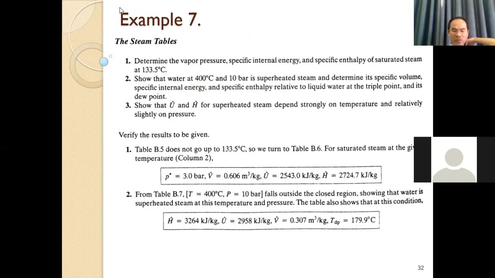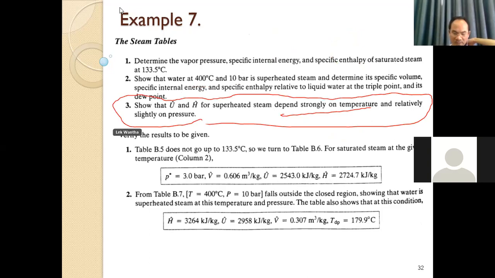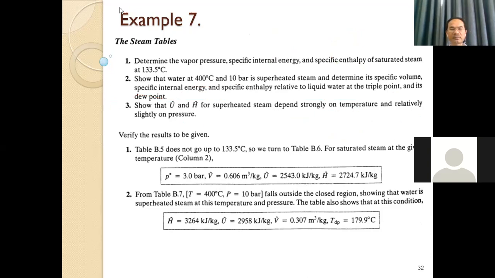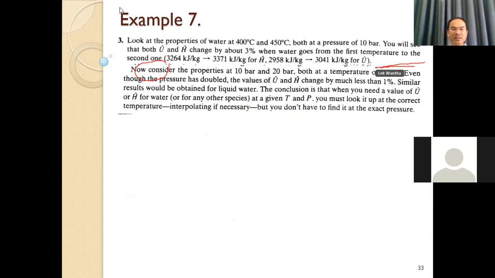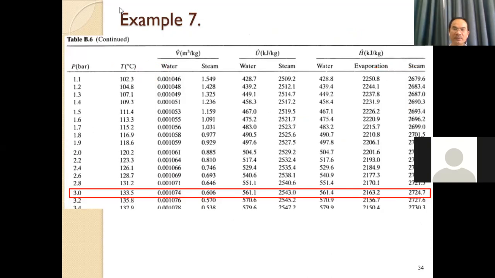Okay, and the third question shows that U and S for superheated steam depend strongly on temperature and relatively slightly on pressure. For this case, you can check from the steam table whether it's correct or not. Okay, the first one, you know the temperature, and you know this is a saturated vapor. For example, I already took this from the steam table, like this. You know the temperature, that's right.